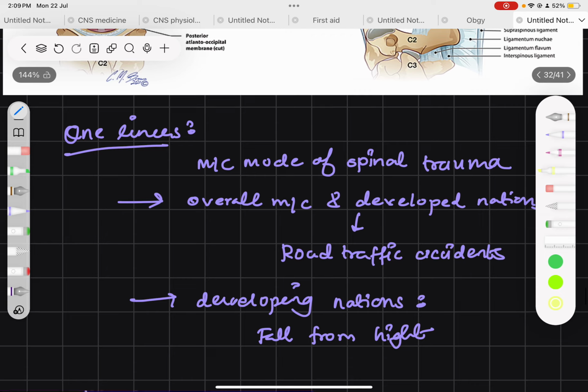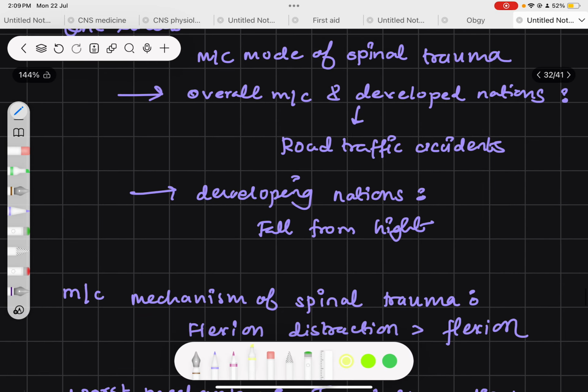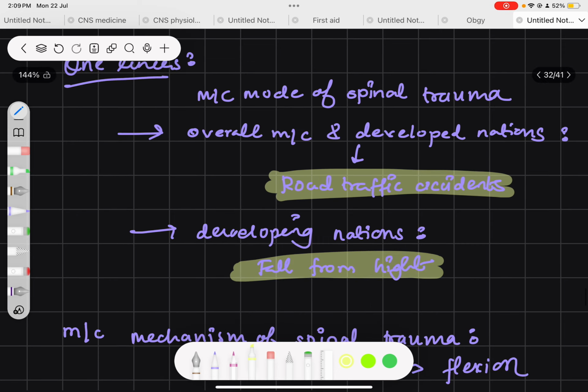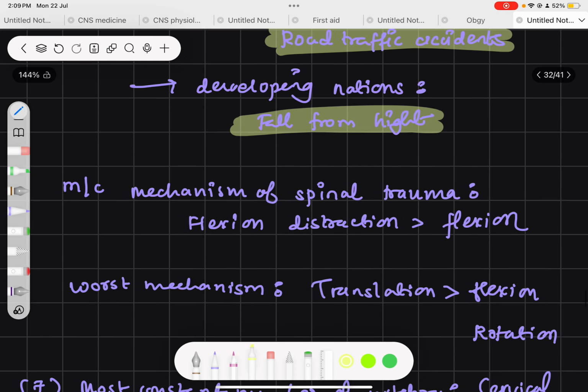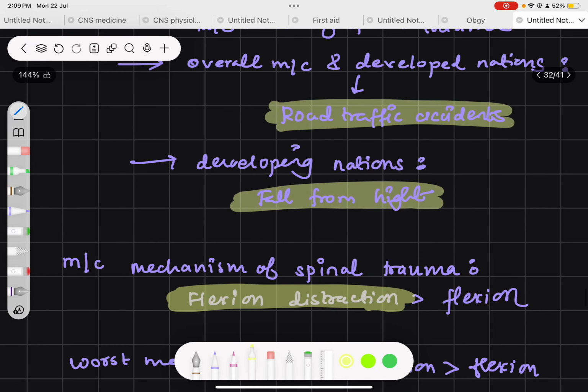Now one-liner points about spinal trauma. There are mainly two modes by which spinal trauma can happen: road traffic accident and fall from height. In developing countries, fall from height is most common, but overall the most common in developed nations is the road traffic accident. Now the most common mechanism of spinal trauma is flexion distraction.